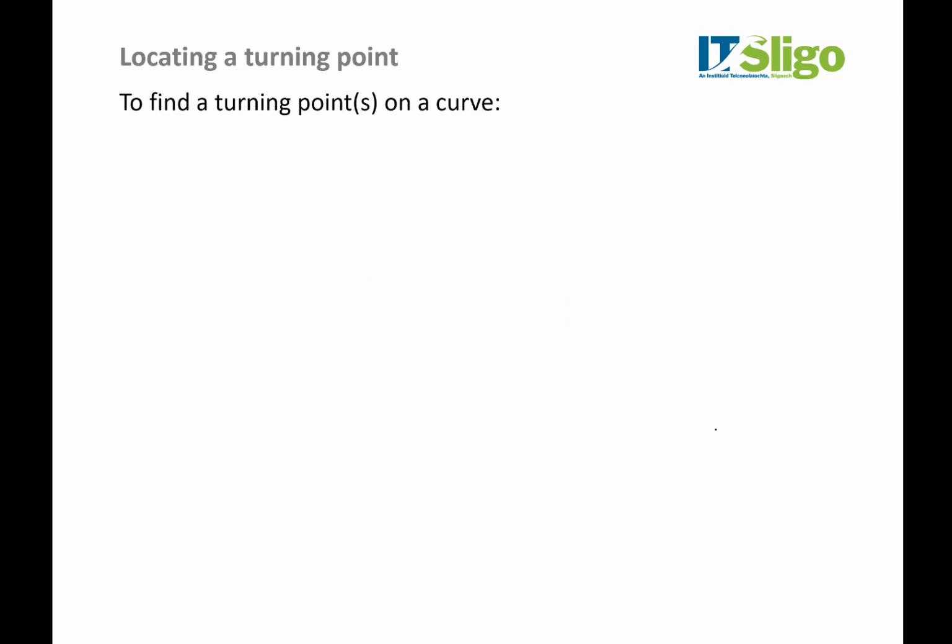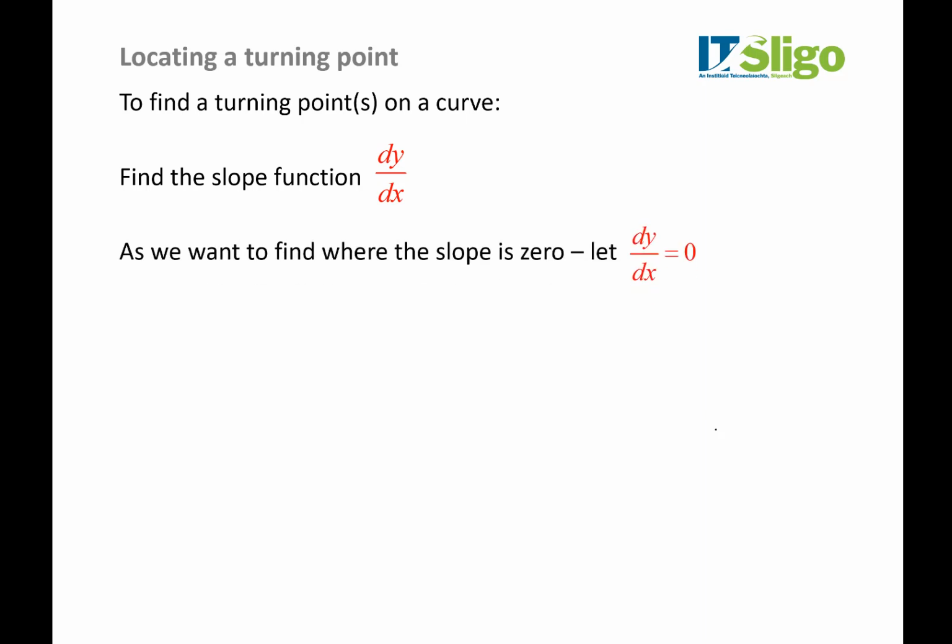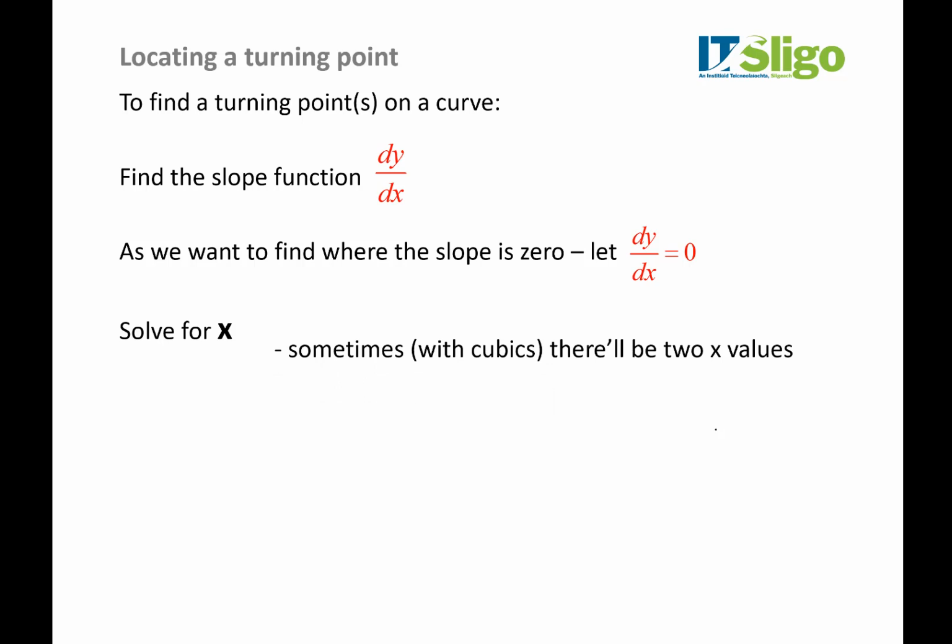So just a quick step-by-step, how do we do it? Well, first thing we want to find the slope function dy dx. Remember, that's all dy dx is. It's a function that gives us the slope at any value x on the curve. We want to know where the slope is 0. So once we've found dy dx, we then let dy dx equal 0. It just becomes an equation, and we solve for x. If we're looking at quadratics, we'll only get one value for x. But sometimes with cubics, there'll be 2 x values.